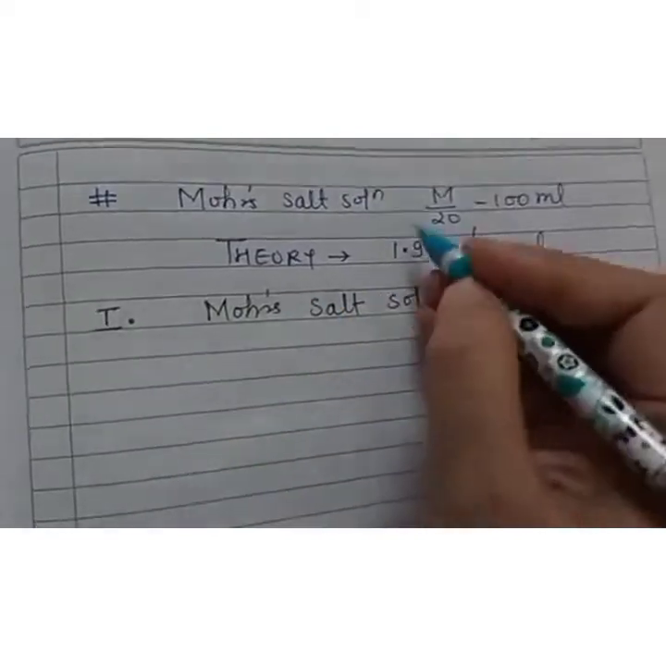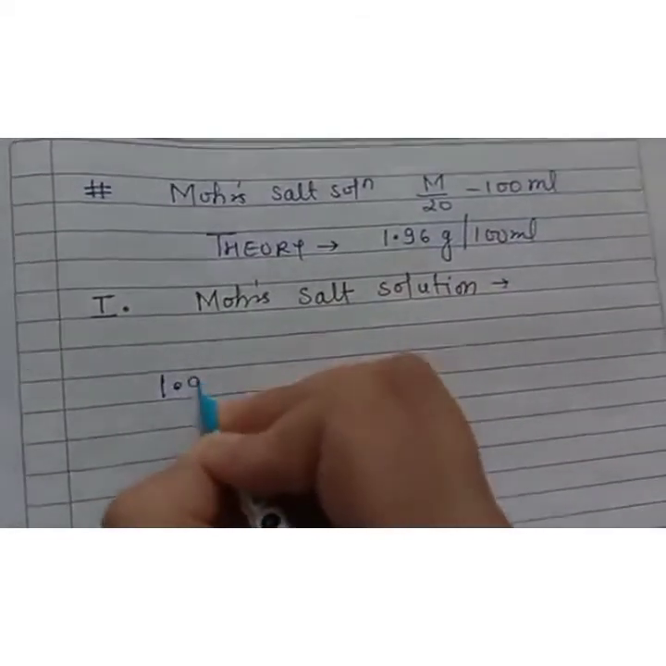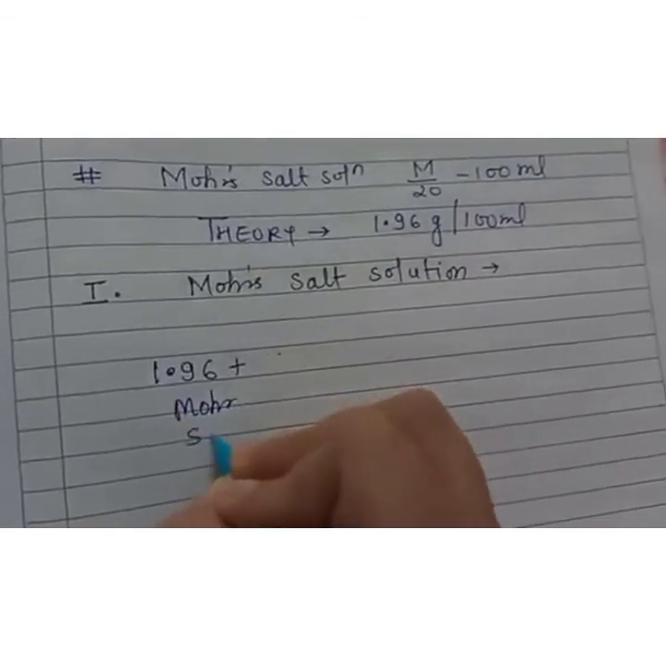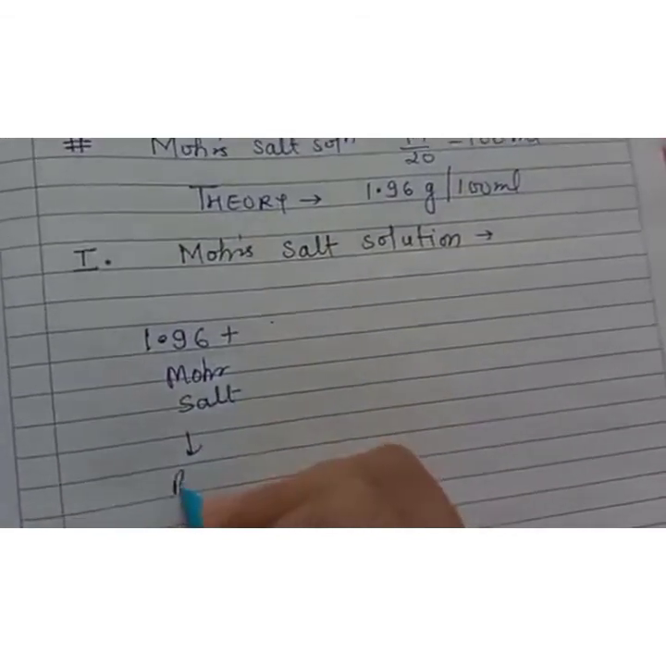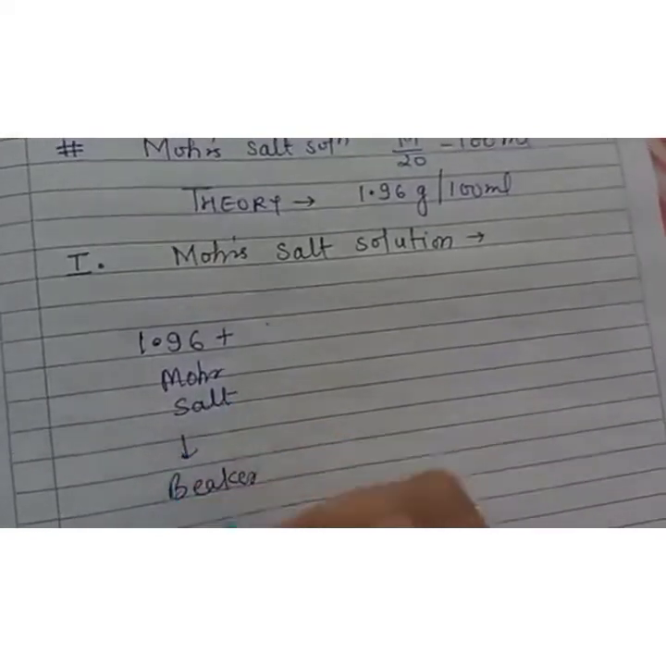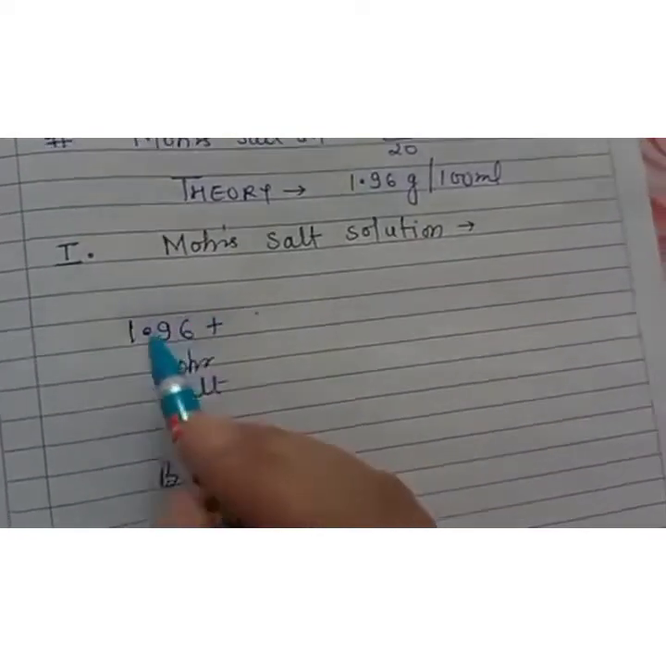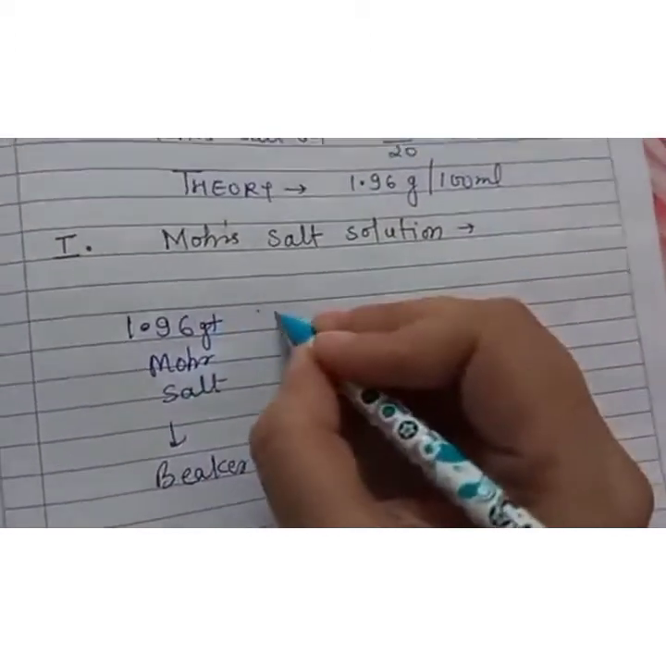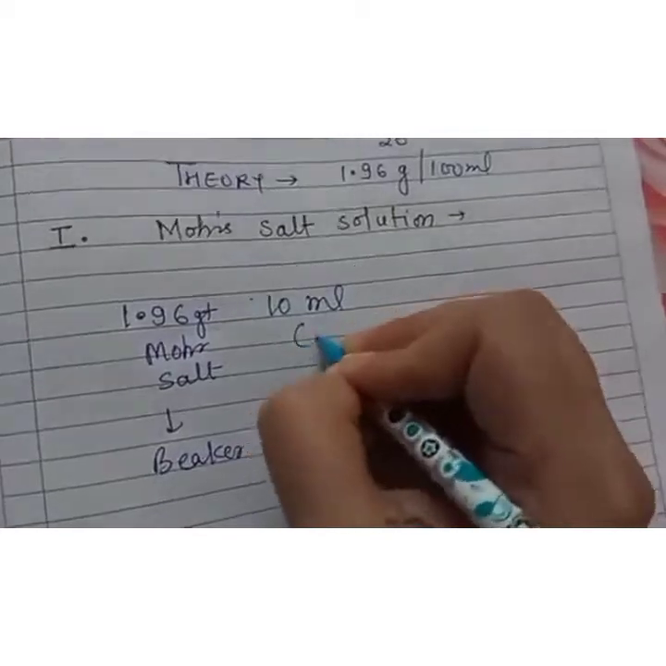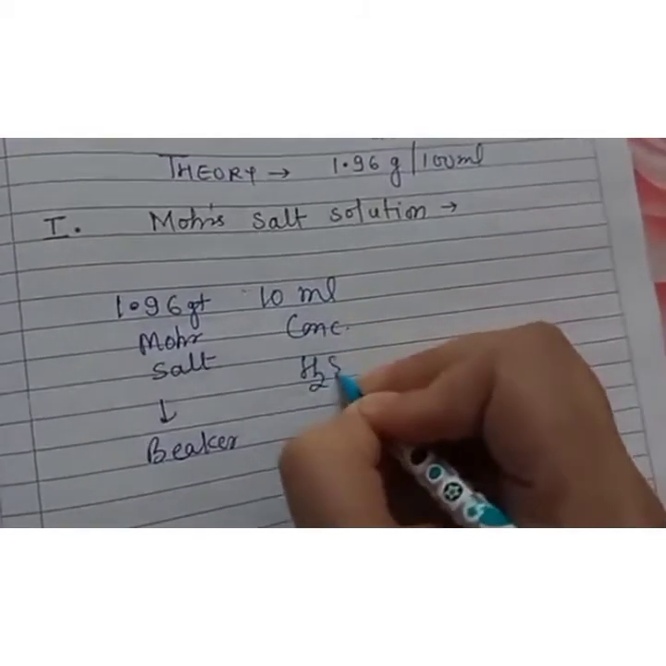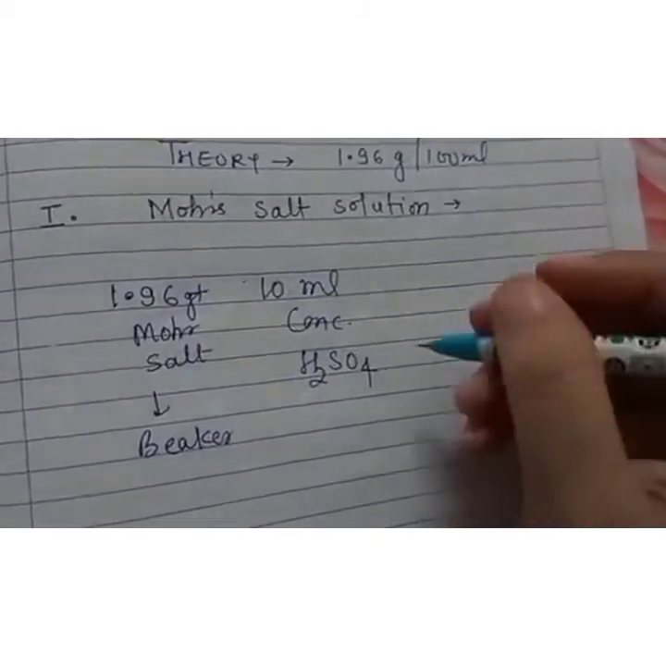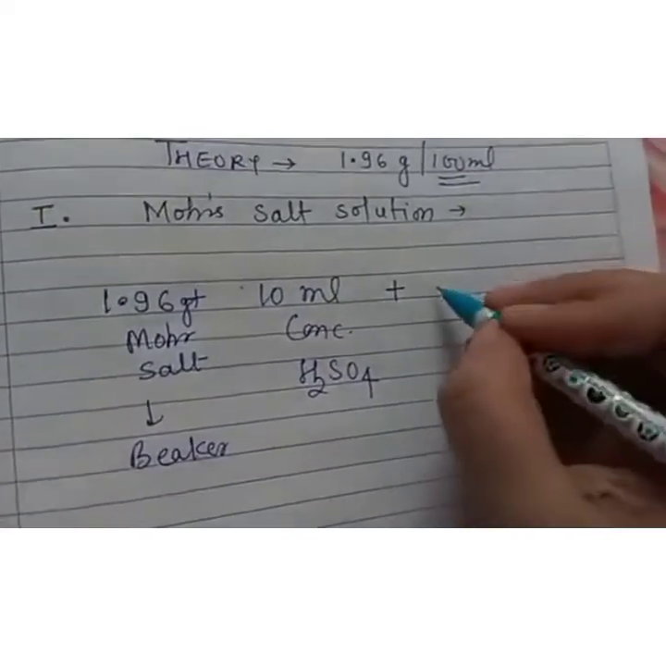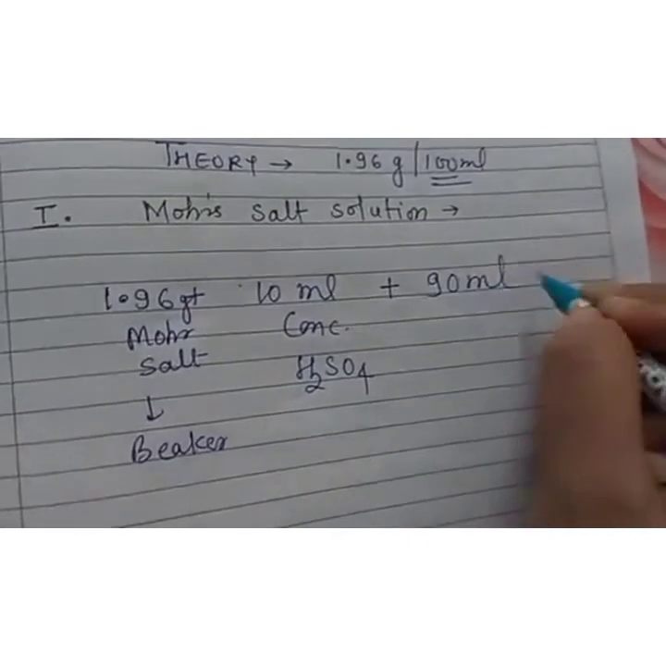How are we going to prepare this Mohr's salt solution? First of all, we will weigh 1.96 grams of Mohr's salt. We are not going to use an analytical balance for this because it is very time consuming. So we will use a chemical balance to measure it and transfer this 1.96 grams of Mohr's salt into a beaker. Now add 10 ml of concentrated H2SO4 to this.